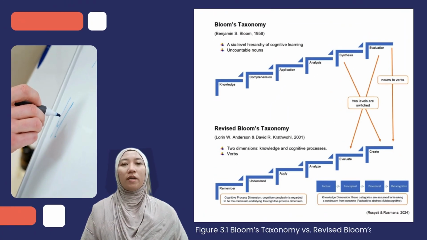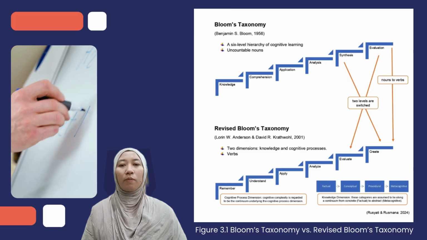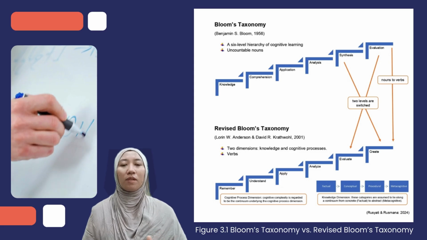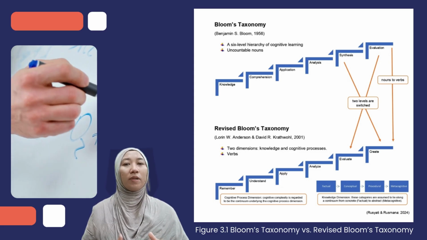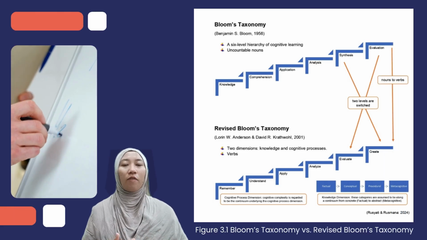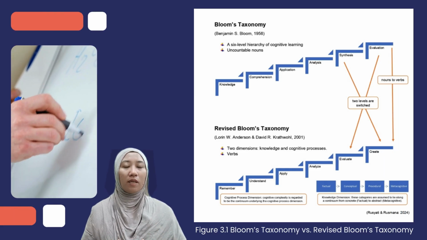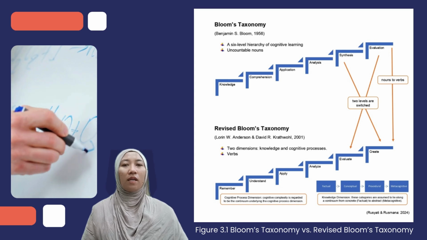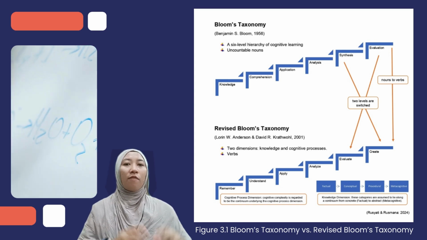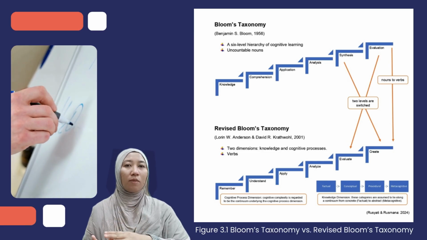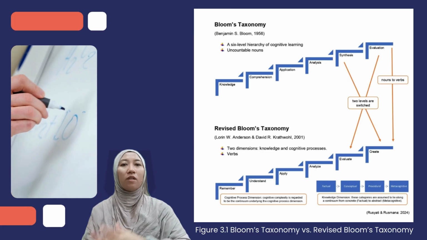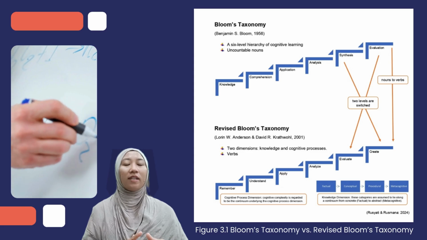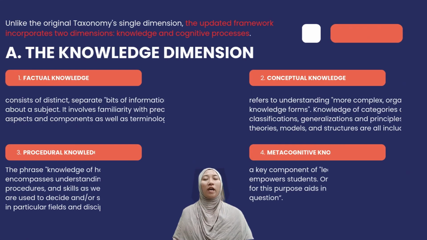Let's see the comparison between Bloom's taxonomy and the revised Bloom's taxonomy. In Bloom's taxonomy, there is a six-level hierarchy using uncountable nouns: knowledge, comprehension, application, analysis, synthesis, and evaluation. But the revised Bloom's taxonomy is divided into dimensions: the knowledge dimension and the cognitive process dimension. In the cognitive process dimension, the uncountable nouns from Bloom's taxonomy are revised into verbs: from noun into verb. Remember, understand, apply, analyze, evaluate, and create.